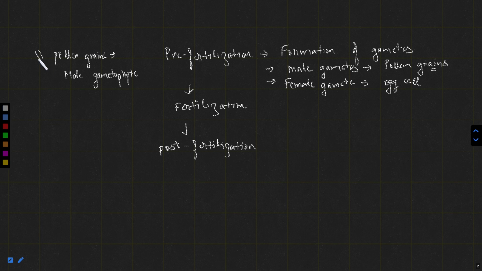And what is the female gametophyte? Embryo sac. Okay. Embryo sac is the female gametophyte. Now this egg is produced within the female gametophyte. Clear? And then what happens?